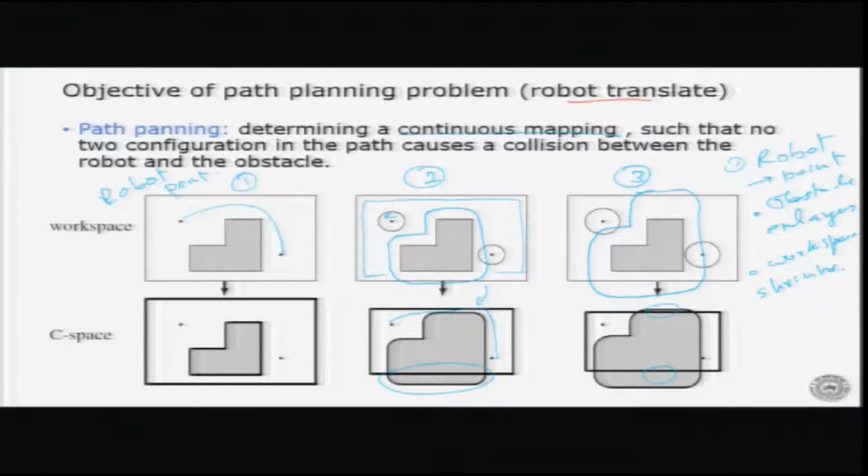So, please note in all the three cases that in the first case the workspace remained the same because the robot is a point. In the second case, the workspace became smaller. You can notice that the two rectangles are different, and the C space obstacle has become larger. Now, in the third case, the workspace has shrunk and the obstacle has become larger, and because of which there is no space now where the robot can go from one side to the other side. Now, these obstacles are basically called C space obstacles.